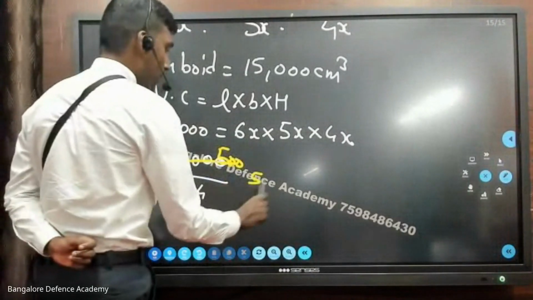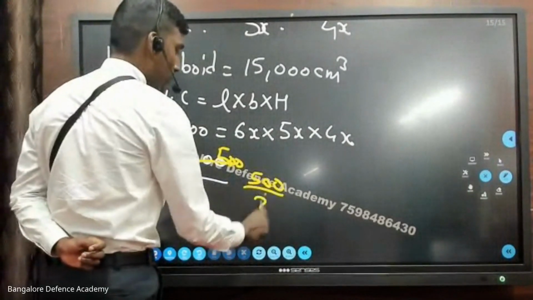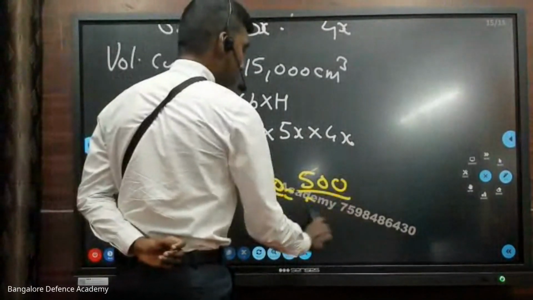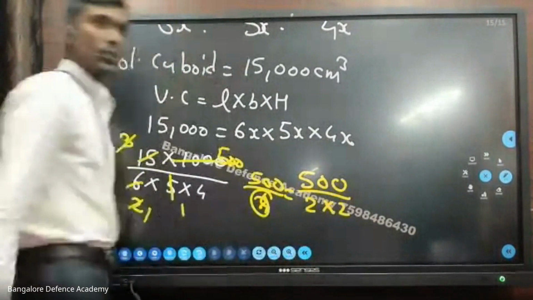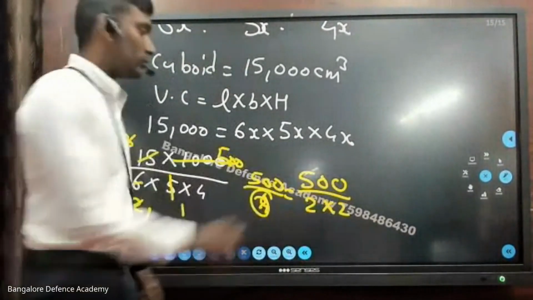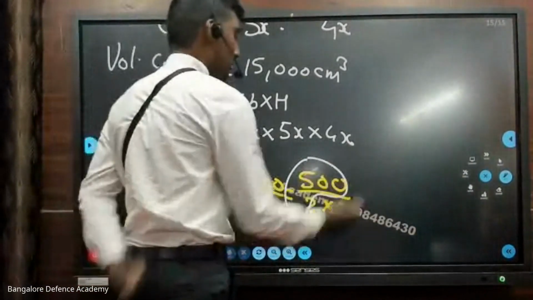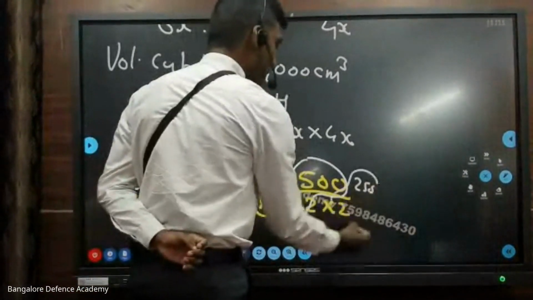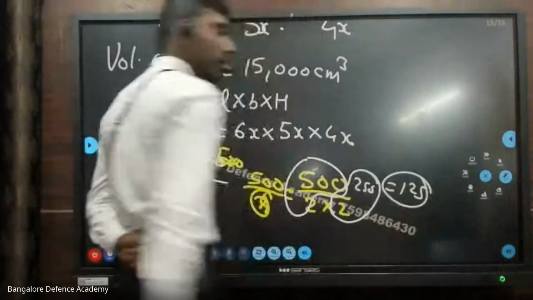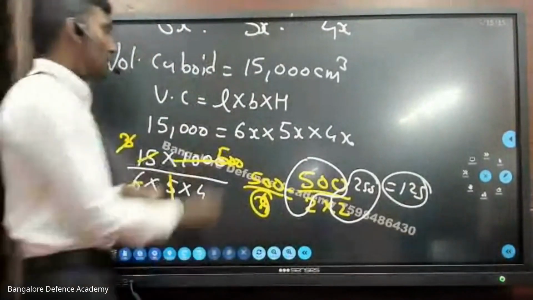So you get 500 by 4. Now this 4, I can do it like this: 2 into 2. Now tell me, what is 500 ka half? 500 का हाफ कितना हो गया? 250. 250 का हाफ कितना हो गया? 125. That means look at this.